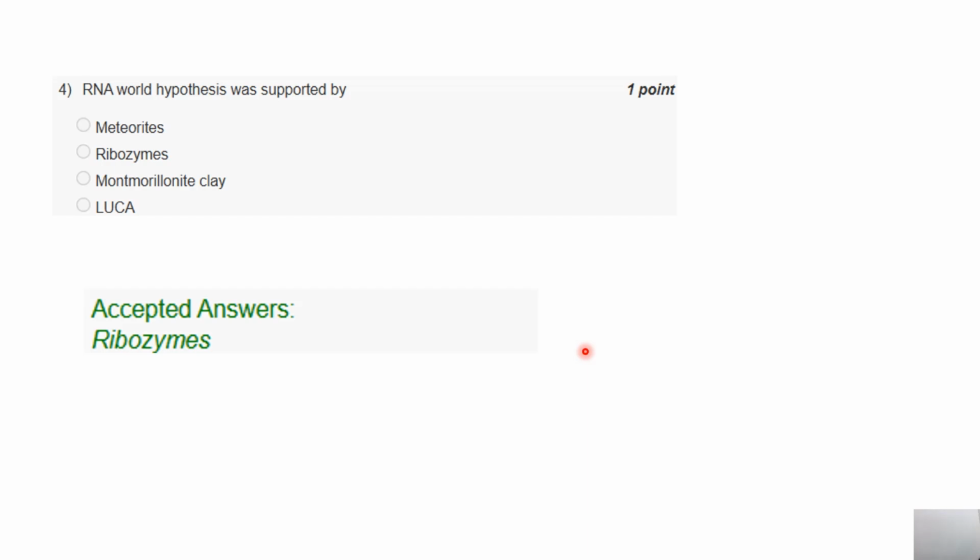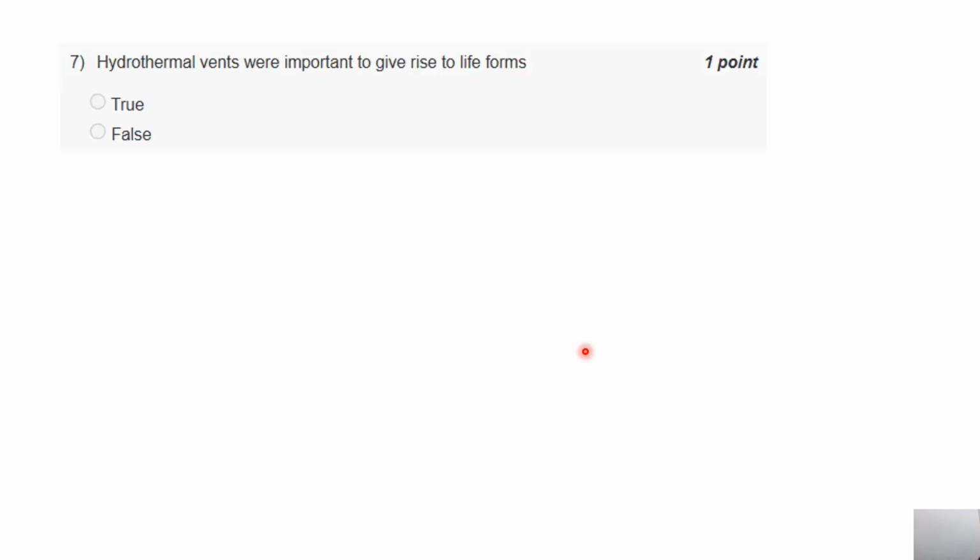Okay, so if there are no doubts in this question, we'll move on to the next question for today. The next question is, hydrothermal vents were important to give rise to life forms. Is it true or false? If anybody knows the answer, they can unmute and let me know right in the chat box. We'll wait for 2-3 minutes.